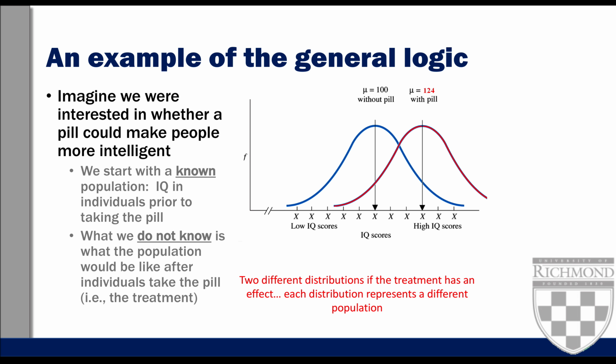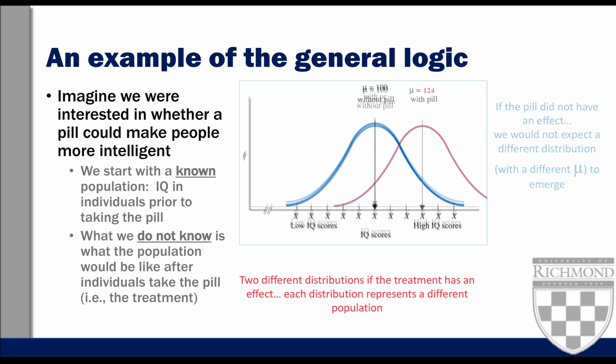We just put in 124 there as an example. It could have been 109, could have been 115. We just don't know. What we know is that if the pill has an effect, the mu for the treated population won't be 100, right? It can't be equal to the untreated group. Otherwise, there's no effect at all.